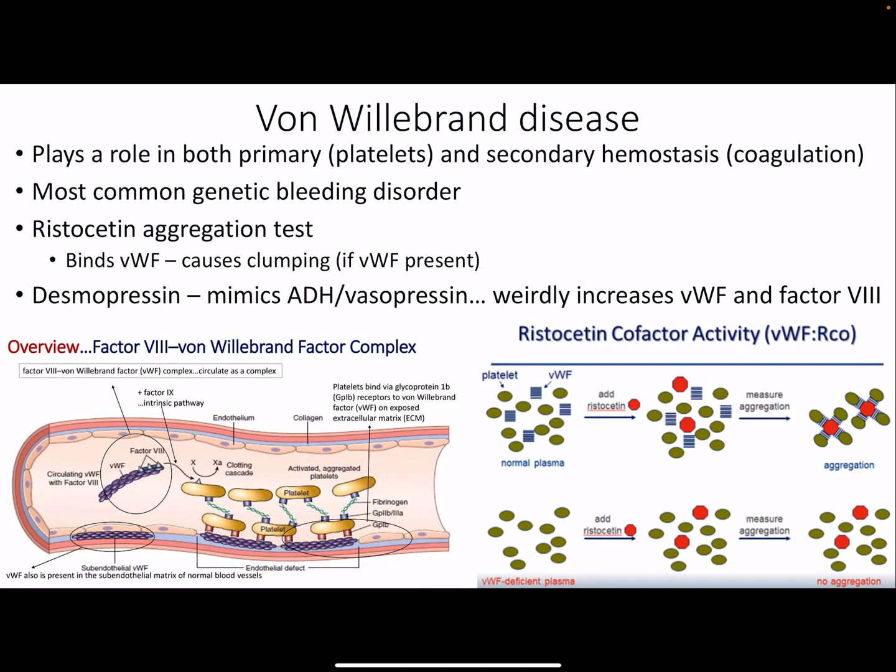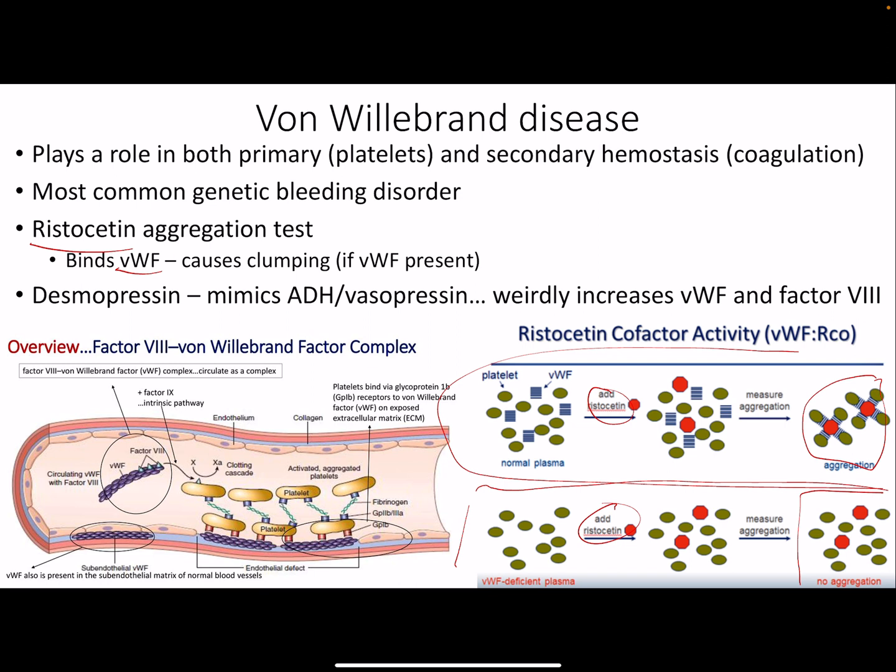Von Willebrand disease, so this is going to be kind of in both camps. This is both coagulation and platelets, primary and secondary hemostasis. So this is a very common bleeding disorder. To test for this, we can provide ristocetin. So ristocetin should bind von Willebrand factor. So here we have a normal individual. We add ristocetin and it binds von Willebrand factor, which kind of causes the platelets to aggregate together. However, if you are von Willebrand deficient in this bottom picture, when you add this, it doesn't really do anything, and I don't have any aggregation.